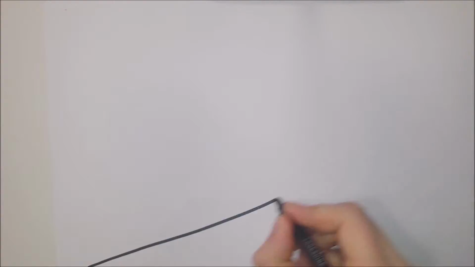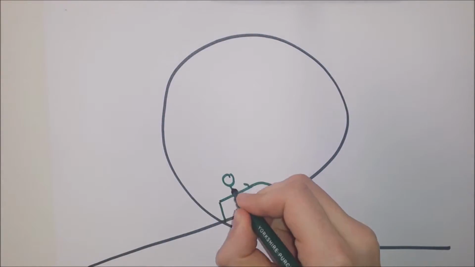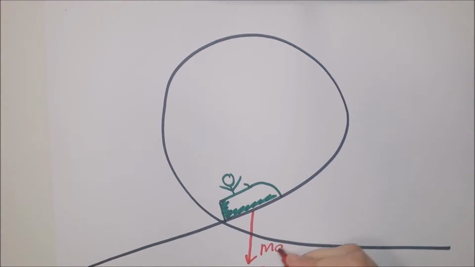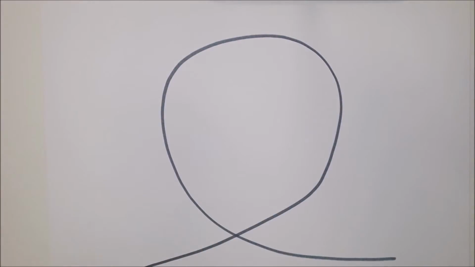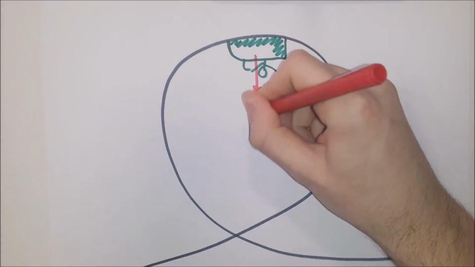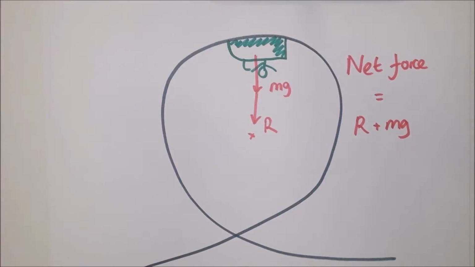At the bottom of the loop, the contact force provides the net force towards the centre, where the weight opposes it. However, at the top of the loop, both the weight and contact force provide the centripetal force. Here, the contact force is smaller than the contact force at the bottom of the loop.